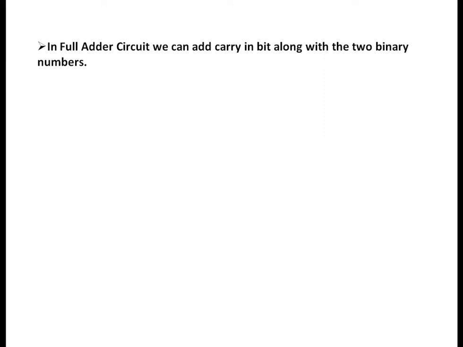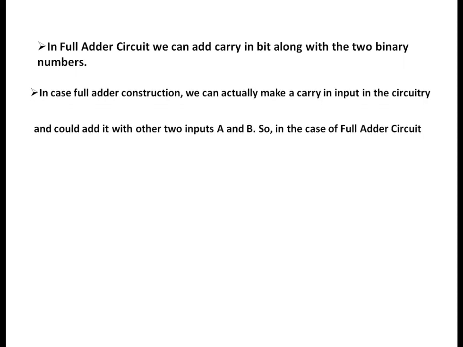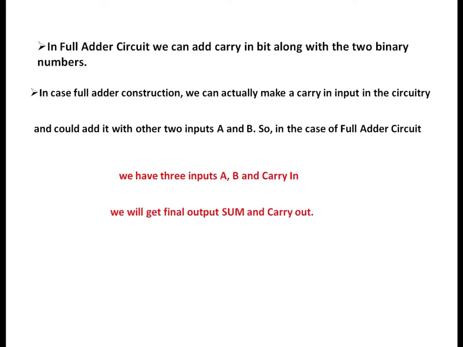But in a full adder we are taking A and B as inputs, and carry is also an input. When you are adding three numbers, you will get two outputs. Here we are taking two half adders to get the full adder. So we have three inputs, A, B and carry in. We have outputs sum and carry: if you are adding A plus B plus C in, then you will get sum and carry.